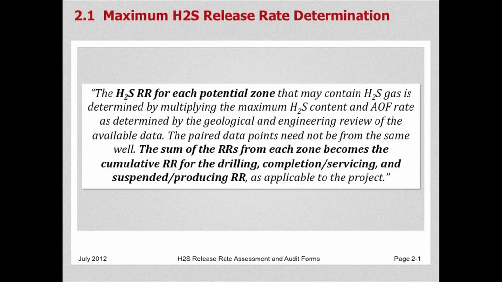The H2S release rate for every potential zone that may contain H2S gas is determined by multiplying the maximum H2S content and the AOF rate as determined by the geological engineering review of the available data. The paired data points need not be from the same well. The sum of the H2S release rates from each zone becomes the cumulative release rate for the drilling, completion, servicing, suspended, producing, as applicable to the project. I've read this to you because this is the core of how an H2S release rate is established, and also the core of how the H2S search has been built.